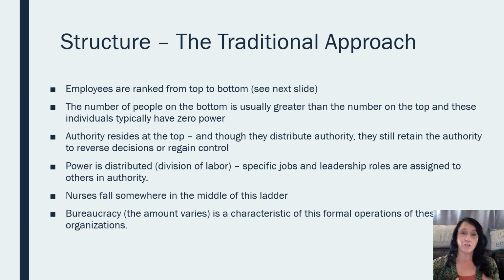Structure is the traditional approach. Employees are ranked from top to bottom, and I'm going to show you that on the next slide. The number of people on the bottom is usually greater than the number on the top, and these individuals typically have zero power. Zero. Authority resides at the top, and though they distribute authority, they still retain that authority to reverse decisions or regain control.